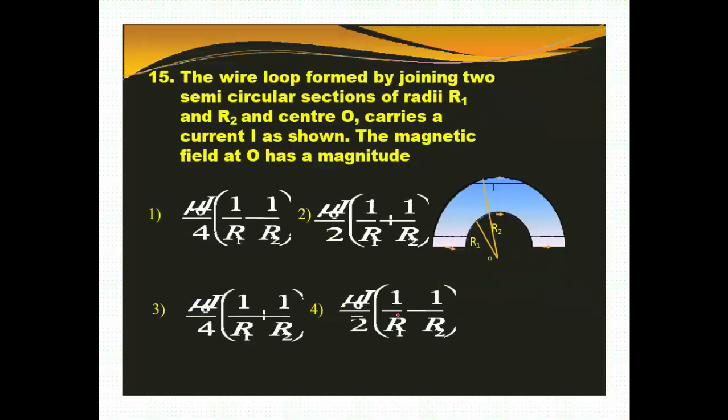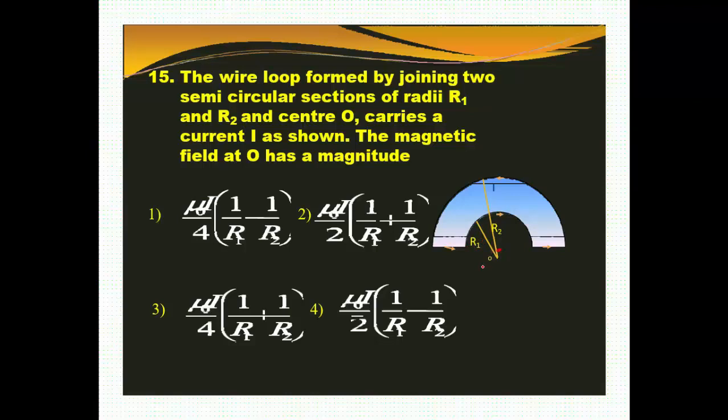Next question, 15th question. Okay, 15th question. Now see here, a wire loop is formed by joining two semicircular sections of radii r1 and r2 and center O. See a diagram. One is R1 radius, another is R2 radius. You are asked to calculate what is the net magnetic field at the center.